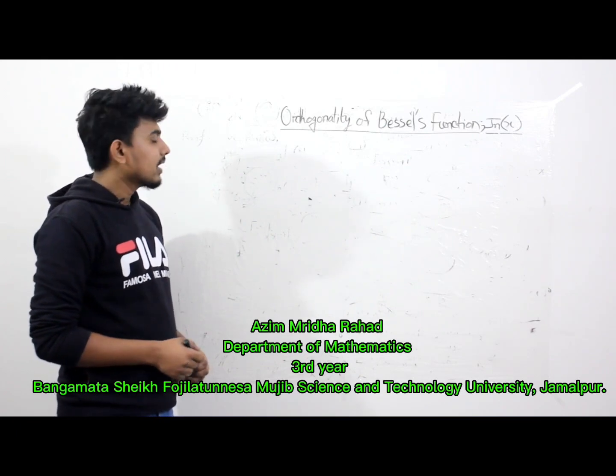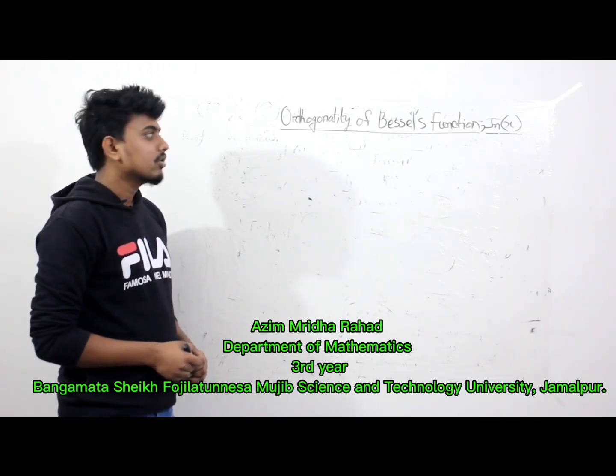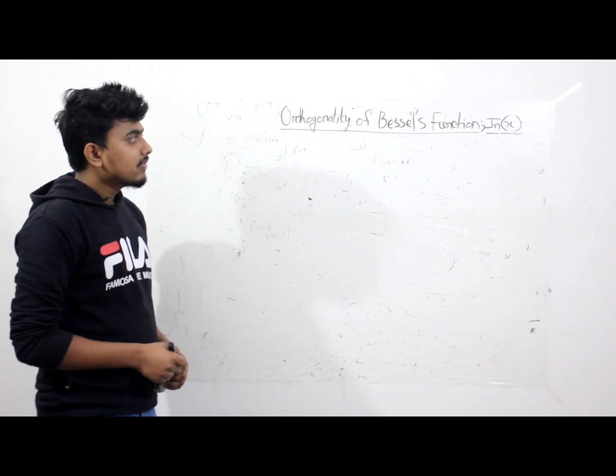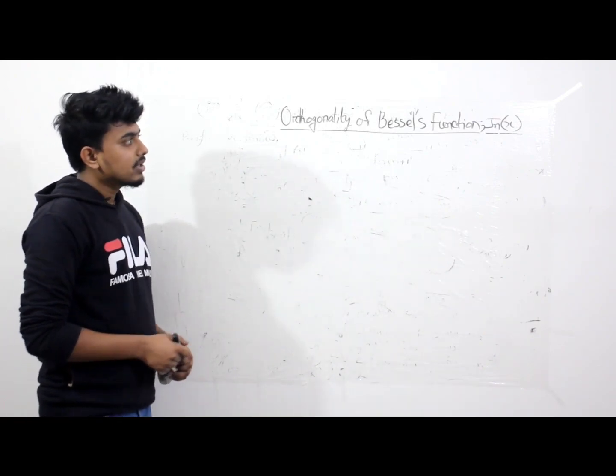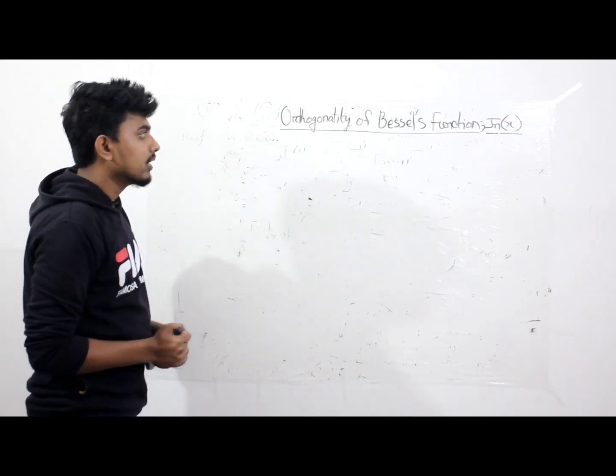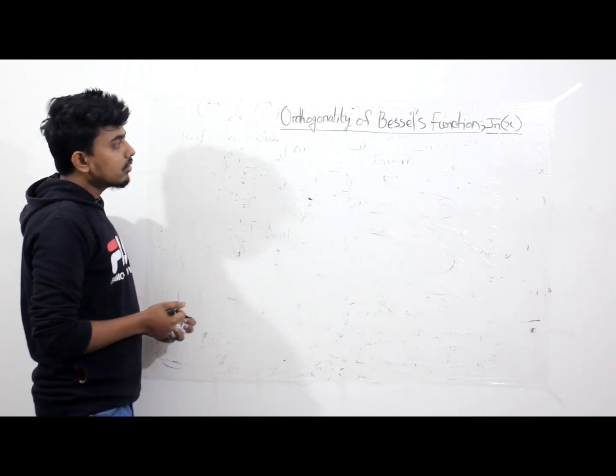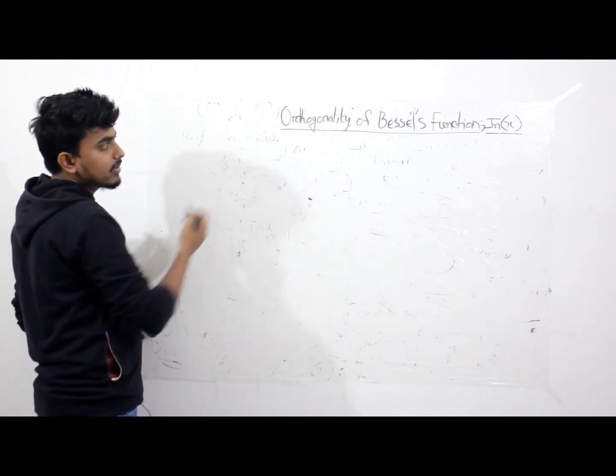In the previous lecture we learned about Bessel's differential equation and also Bessel's function. Bessel's function is basically denoted by Jn of x. We have known that. So today we are going to discuss the orthogonality of Bessel's function.